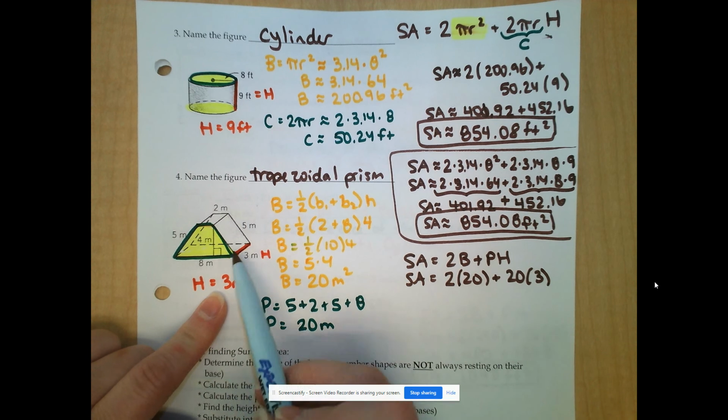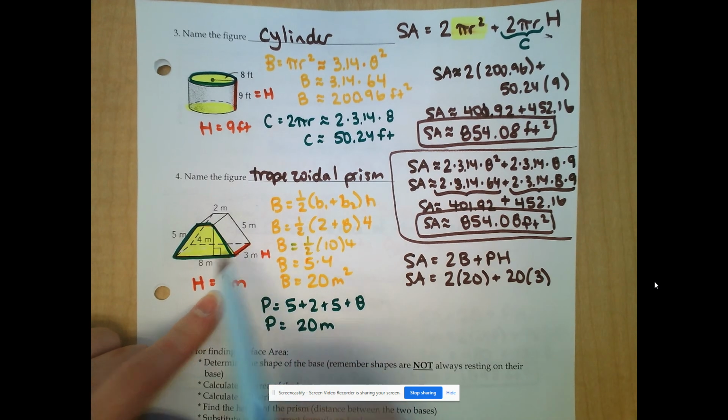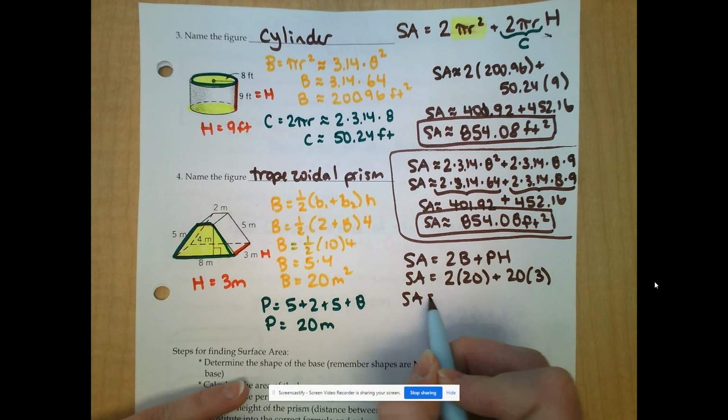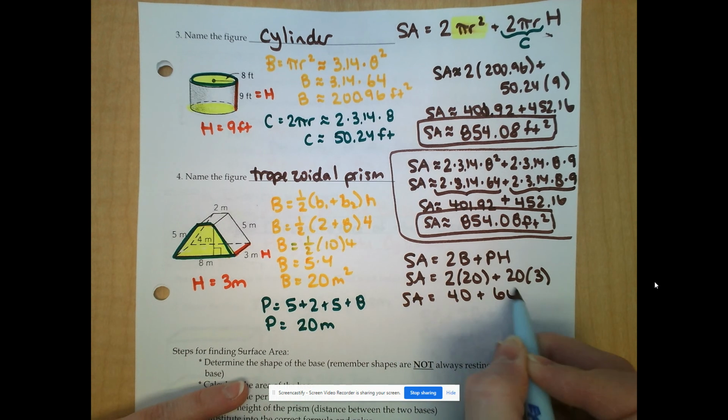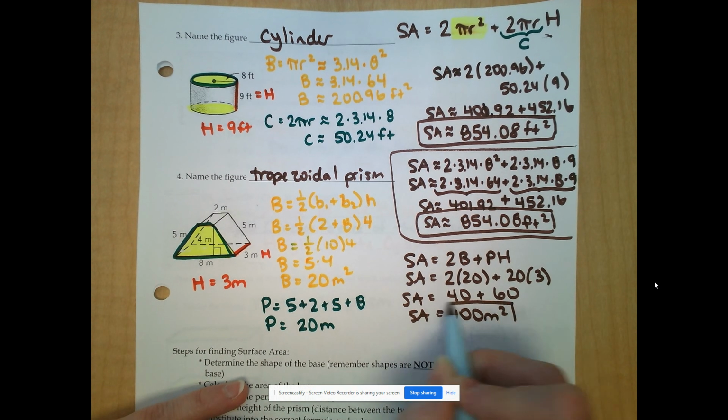Hardest thing on this problem is that height of 3 that goes from the front to the back, because the height is always the distance between the bases. So I'm going to have 40 plus 60 for an overall surface area of 100 meters squared.